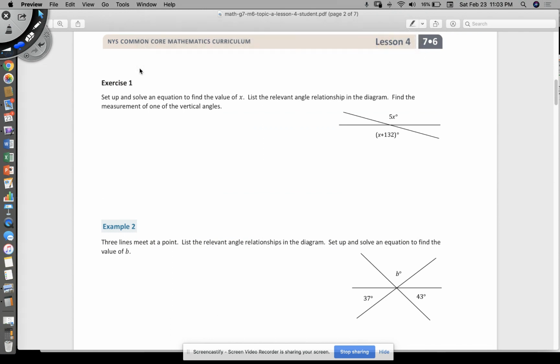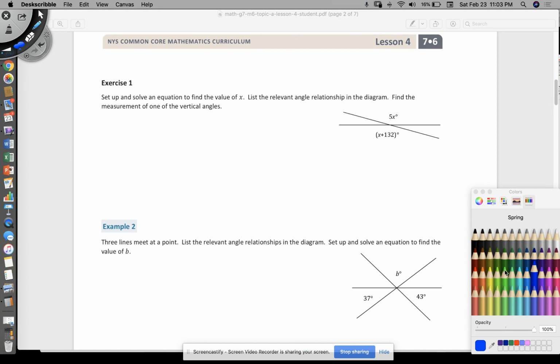Exercise 1. Again, we're solving for x. I see that I have this angle measure of 5x and this angle measure of x plus 132. I'm going to let you solve for this one. You can see they are vertical angles, so you're going to set them up just like we did that last problem. Then I will work with you on example 2. So go ahead and pause the video.